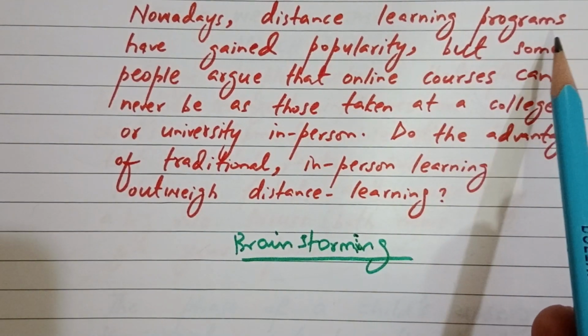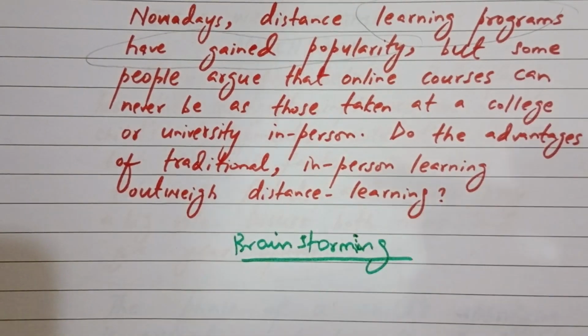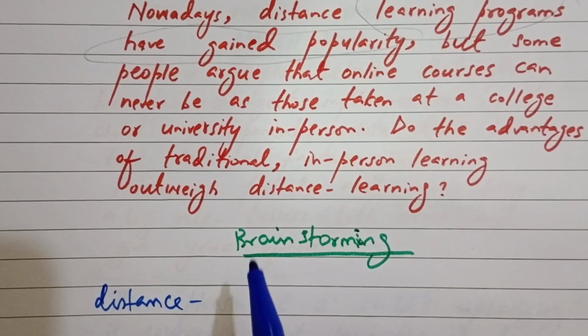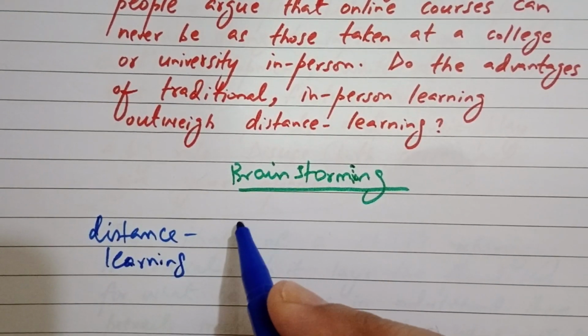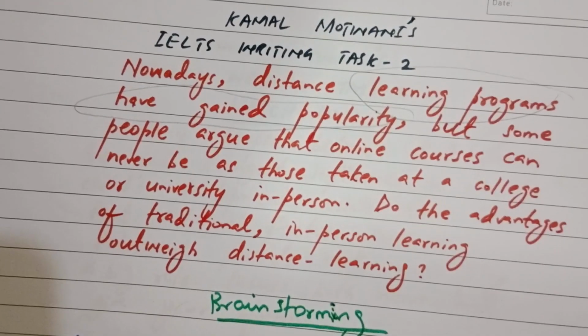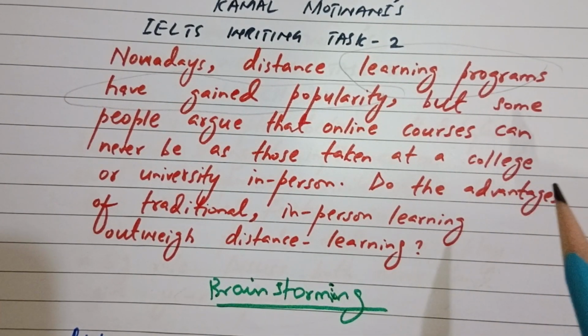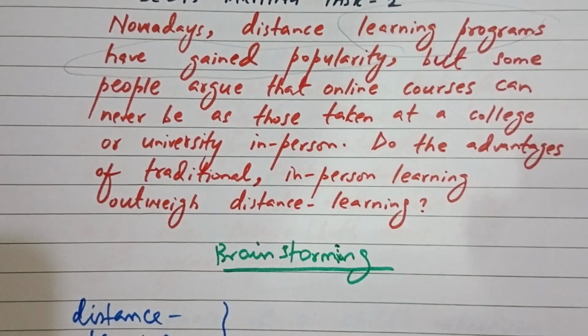As the statement is, distance learning programs have gained popularity. Now, I will write some arguments how or why distance learning programs are popular. Then the statement says, but some people argue that online courses can never be as good as those taken at a college or university in person. Means the on-campus classes have more value, the traditional method is more valuable than the newest one, which is distance learning. So I'll pen down some arguments in favor of in-person learning.